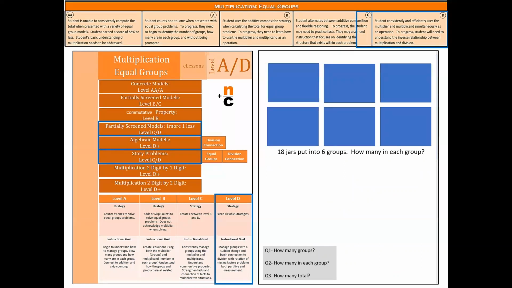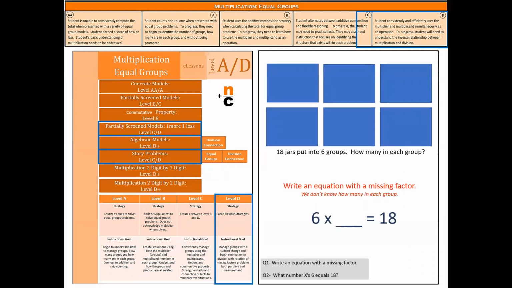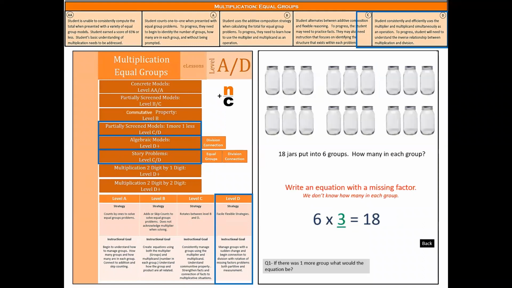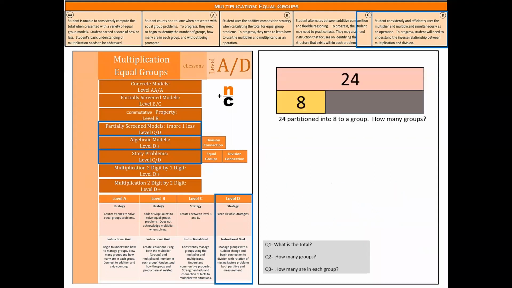Now this is a partitive division problem. But again, we're not solving it in the division way. What we're doing is we're solving it with a multiplication equation with a missing factor. So we know there's 6 groups. We don't know how many in each group. So again, the equation is going to look different. Now it's 6 times because we know how many groups, but not how many in each group, and equals 18. Again, 6 times what equals 18? It equals 3. So we're making a division connection. We didn't say the word division. We're still solving it through missing factors. And again, the same one, a different model, 24 partitioned 8 to a group. How many?